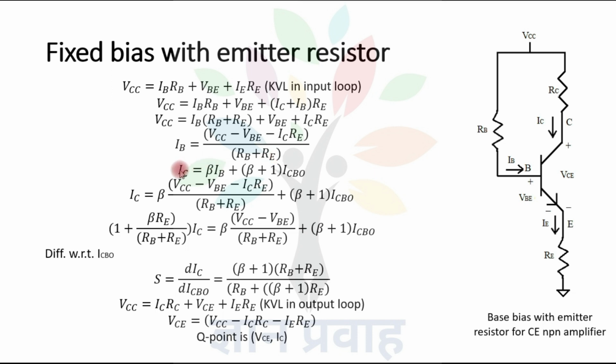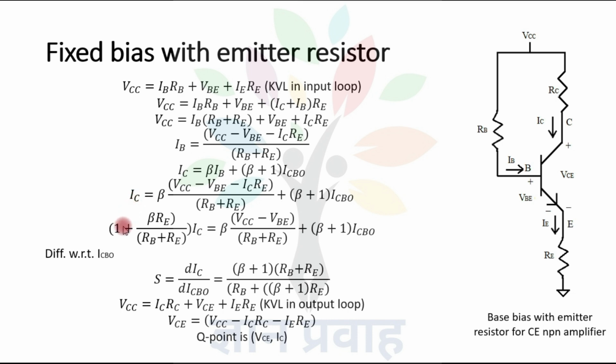And we know the expression for the output current in a common emitter amplifier circuit, that is IC equals beta IB plus (beta plus 1) ICBO. In this equation we are simply replacing the value of IB by this expression. So IC equals beta times (VCC minus VBE minus IC RE) divided by (RB plus RE), plus (beta plus 1) ICBO. That is the output current at the Q point.